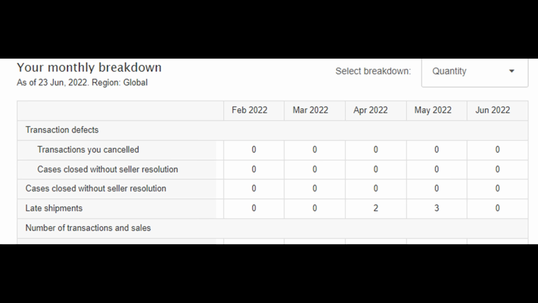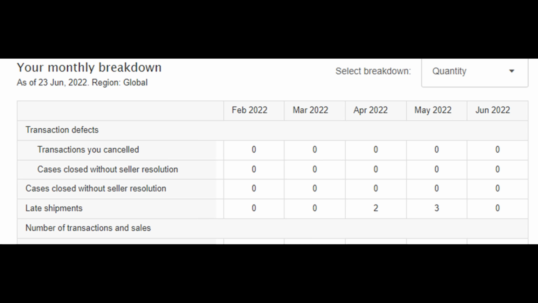So number 1 on the standard dashboard is transaction defect rate. If that gets too high of a percentage, then that's going to affect the ranking of your seller standard. My rate for Beckett Boy is 0.0%. I've never had a defect. So now there's a couple of different little things with the defect rate.